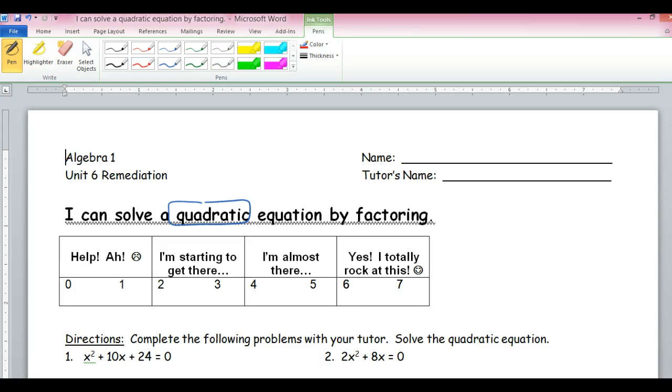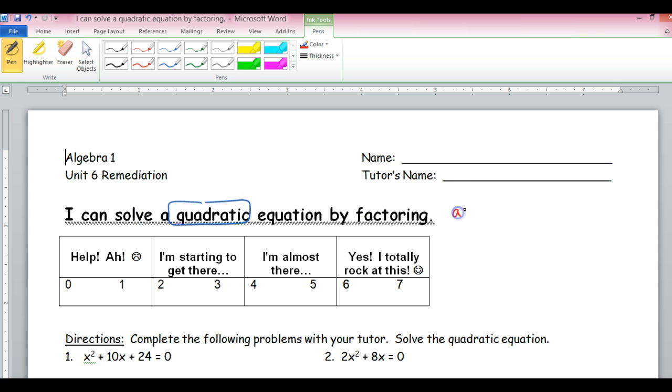Hello, algebra students. This lesson is on solving quadratic equations by factoring. Now, last chapter you probably thought, why do we factor? Well, one of the benefits of factoring is it helps us solve these quadratic equations. Now, what makes a quadratic equation?